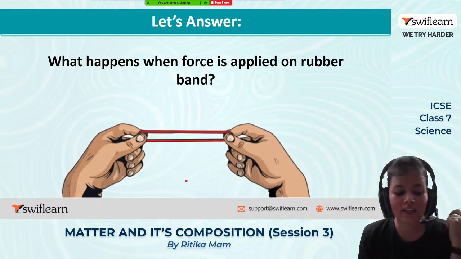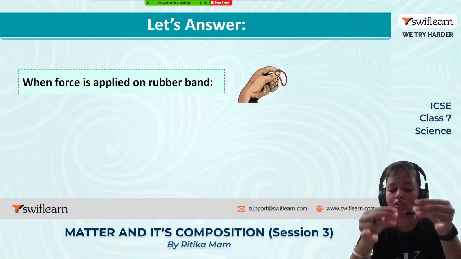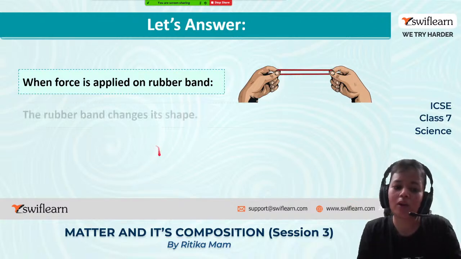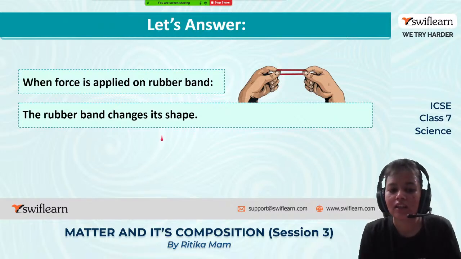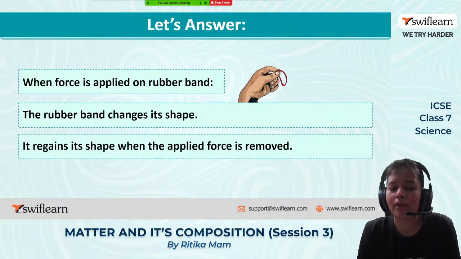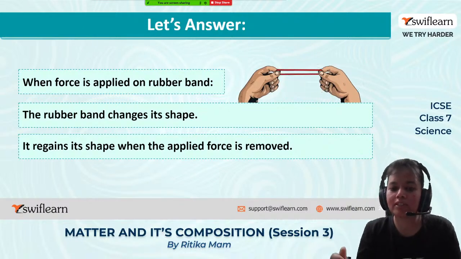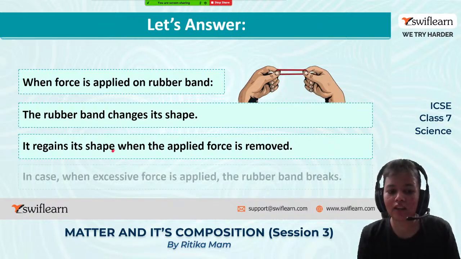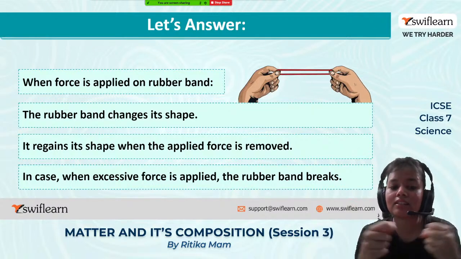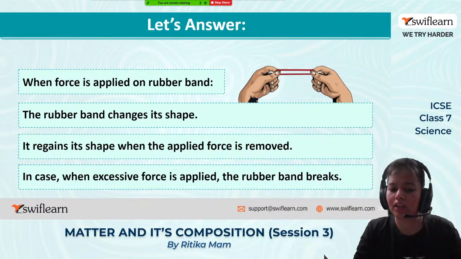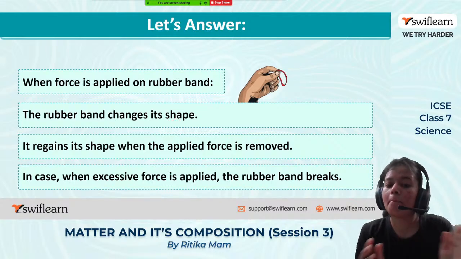Now let's consider an example of a rubber band. What happens if I stretch it? If I apply force and stretch the rubber band, what will happen? It will change its shape. It will be extended like this. But what if I remove my hand? It will again come to its original shape. वो वापस से उसी shape पर आ जाएगा, है ना? But when I apply excessive force and I keep pulling it, what will happen? After one point of time, it will break.